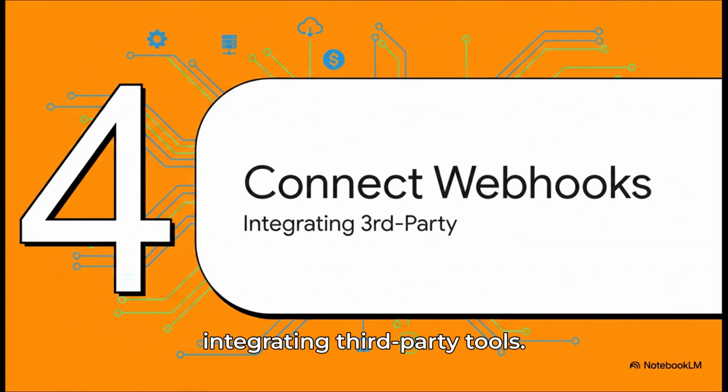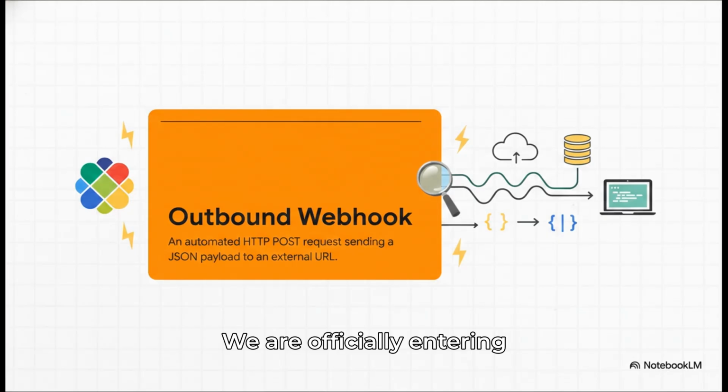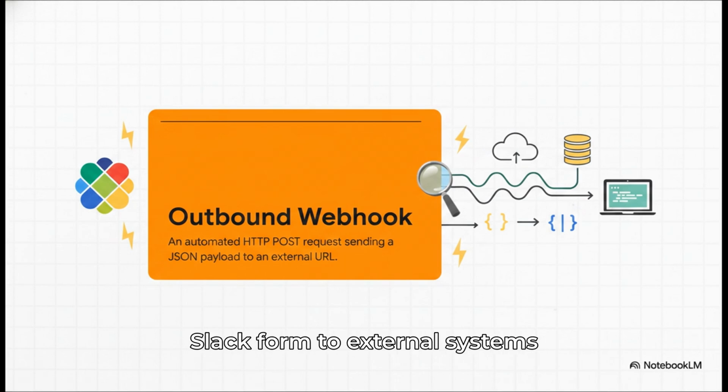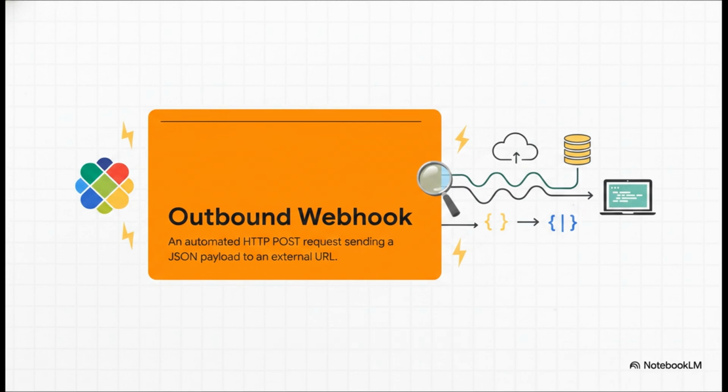All right, Section 4, connect external webhooks. Time for integrating third-party tools. We are officially entering the power user phase now. We want to connect our Slack form to external systems so that important work doesn't just go to die in a chat window. To do this, we use an outbound webhook.